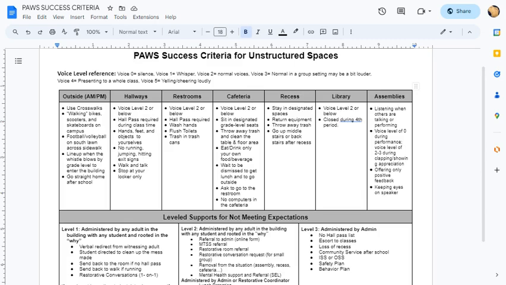In the library, you're going to want to be a voice level 2, most likely below though. And remember that it is closed during fourth period.